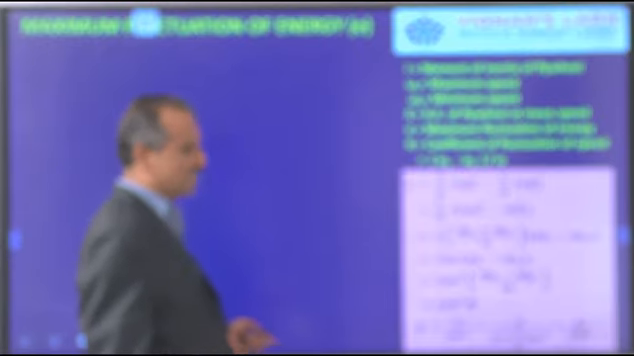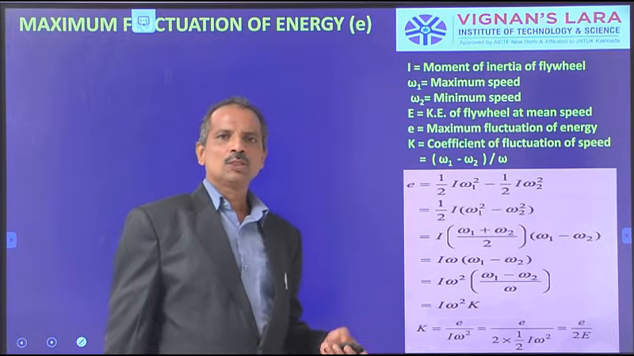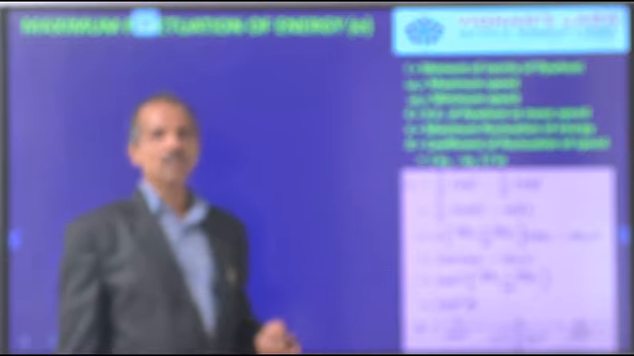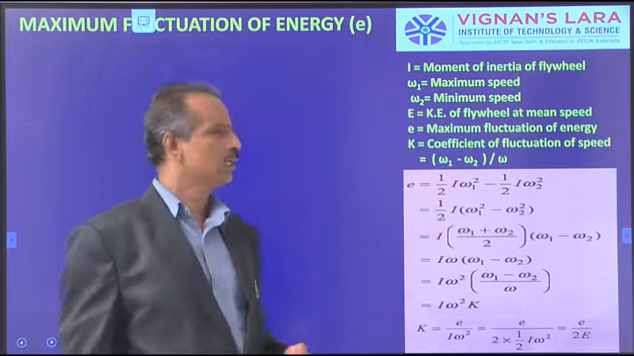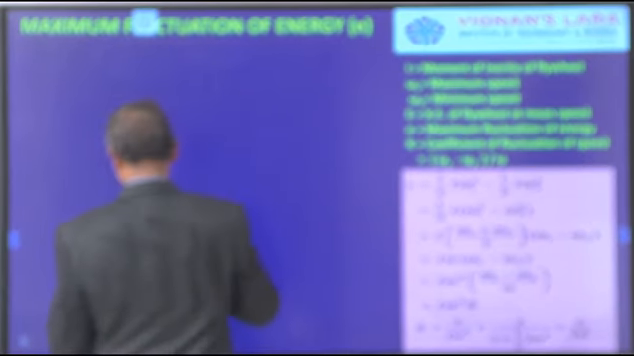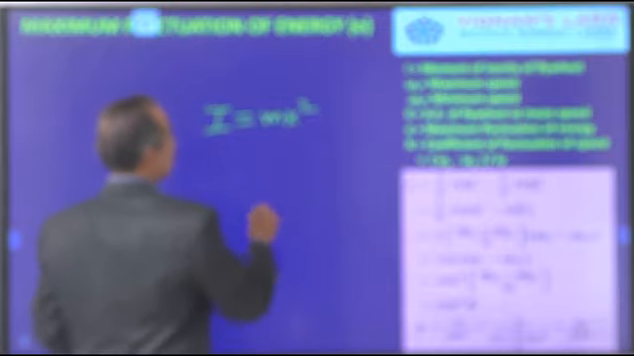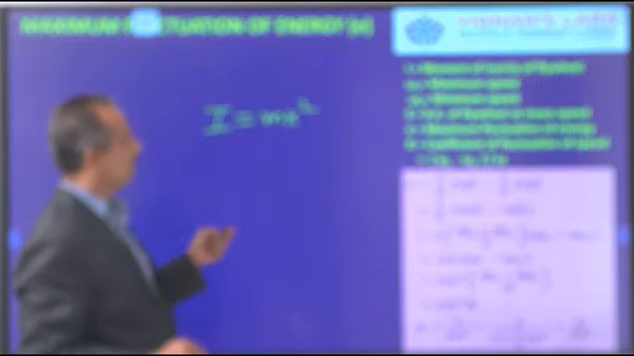Let us look at a term called maximum fluctuation of energy. The flywheel will have a certain mass, m, and a certain radius of gyration, k. We know that the moment of inertia is I equal to mk squared, where m is the mass and k is the radius of gyration, so mk squared gives the mass moment of inertia of the flywheel.